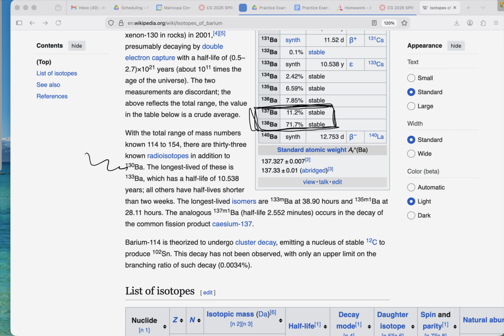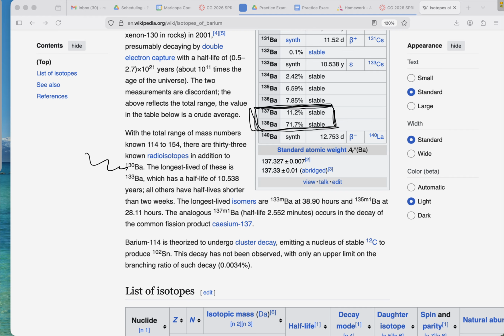This only gave me limited information, so we'll have to make some stuff up on the fly. But we'll work through that. It'll be okay. What I want to do is take a look at barium 137 and barium 138. We've got the percent of those individual isotopes listed there. So 137 is 11.2, 138 is 71.7.